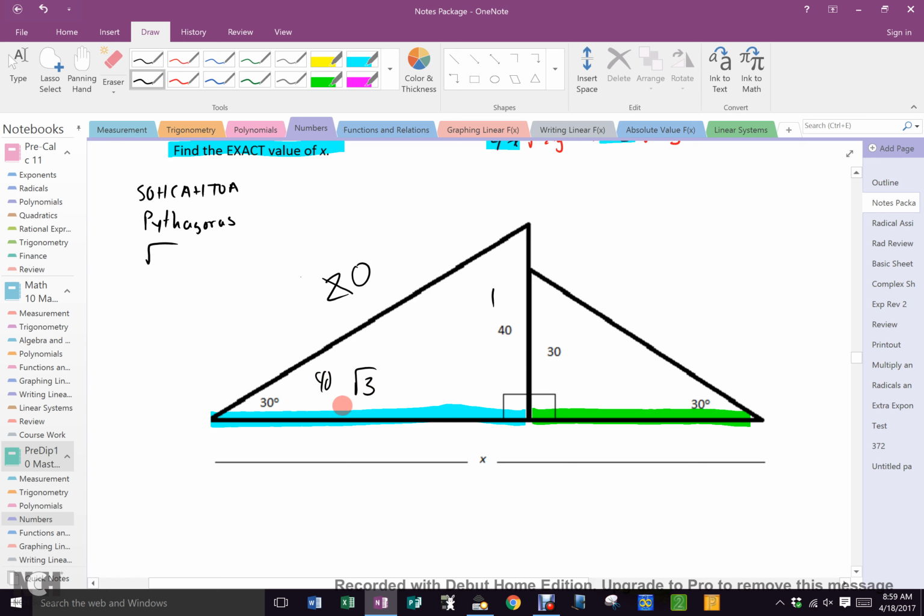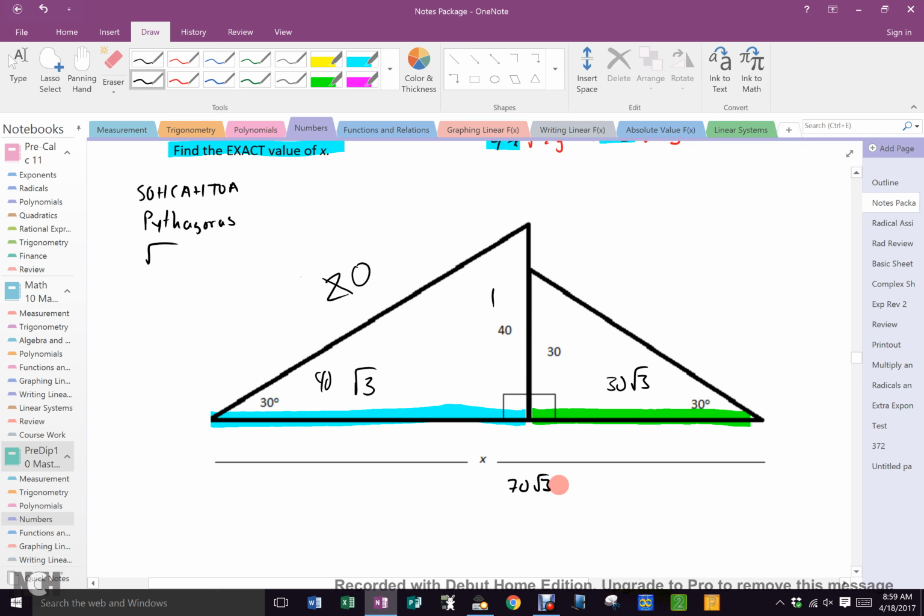40 root 3. Cool? What's this? Same special triangle? So what's this? 30 root 3, yeah? What's 40 root 3s and 30 root 3s? 70 root 3.